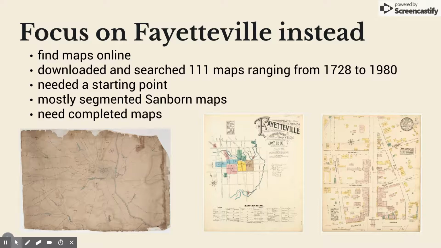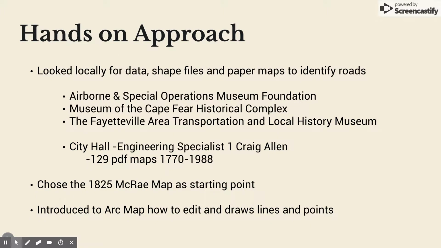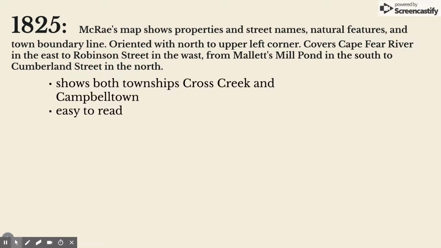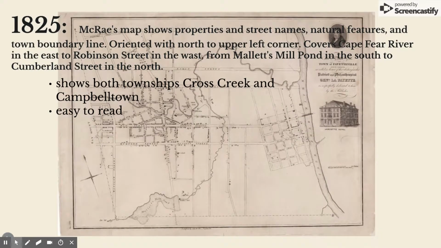Once again, problems in scaling, and some of them were actually segmented. So I looked locally, went to a couple of museums, ended up at City Hall, met with Craig Allen. He gave me about 130 maps. Thank you, sir. And the one that I chose was the 1825 map because it actually shows both of the townships in the creation of Fayetteville, and the map was very easy to read.